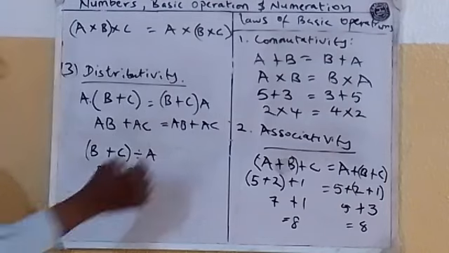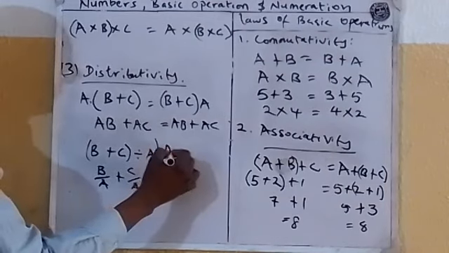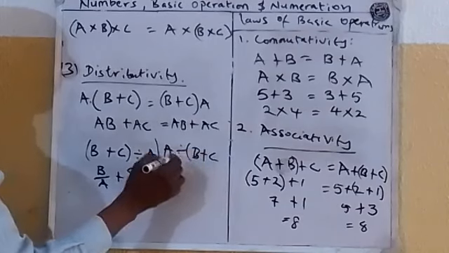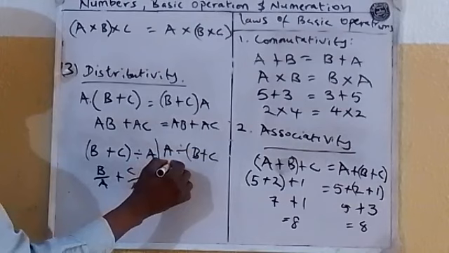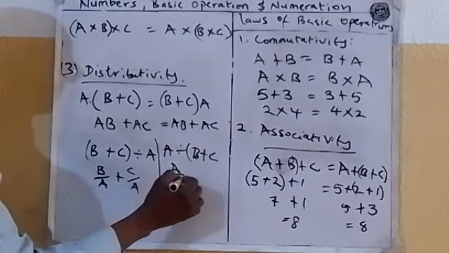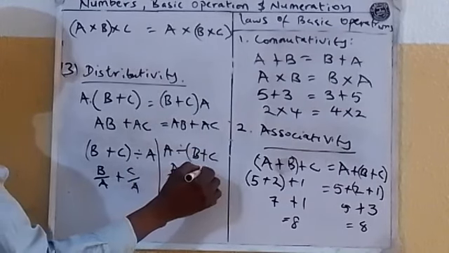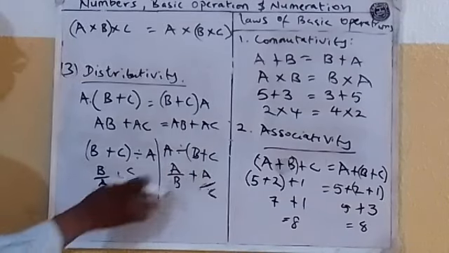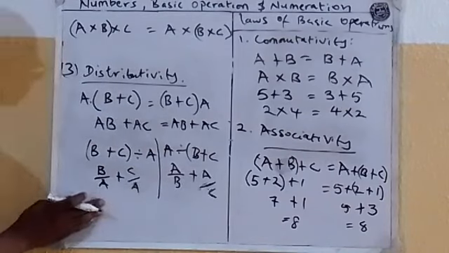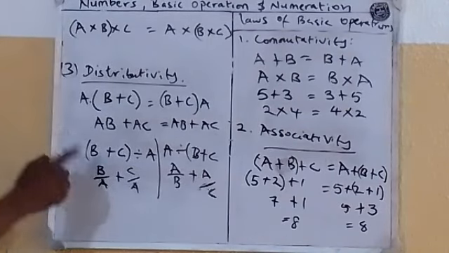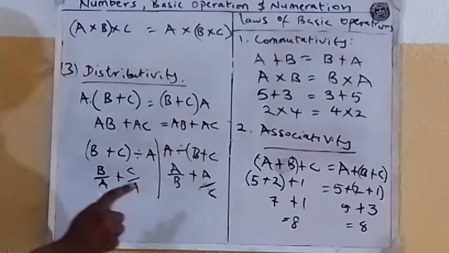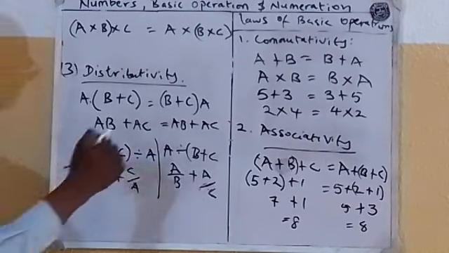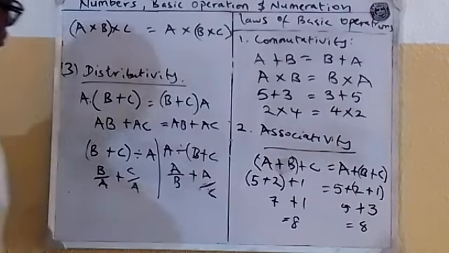I cannot do it either way. I cannot come here, for instance, and say A divided by B plus C. I cannot come here and say A over B plus A over C. No, it will not work. So division is only distributive from left to right and not from right to left.